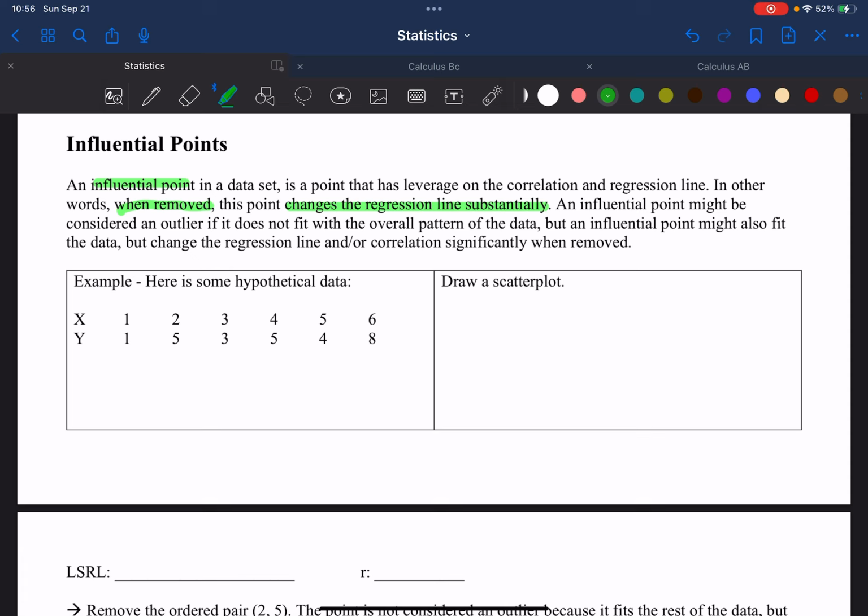Okay. So when we think influential point, an influential point could be an outlier, but an outlier cannot be an influential point. Okay, so in this example, it says here's some hypothetical data. Draw a scatter plot. So I'm going to sketch a scatter plot off to the side. This is my x, this is my y. So I have 1, 1, 2, 5, 3, 3, and this is just a sketch, so it doesn't need to be perfect. 4, 5, 5, 4, 6, 8.